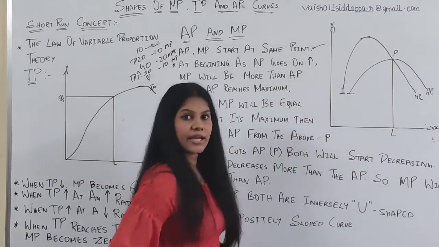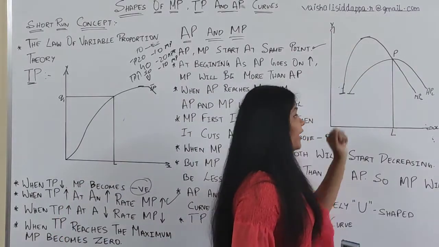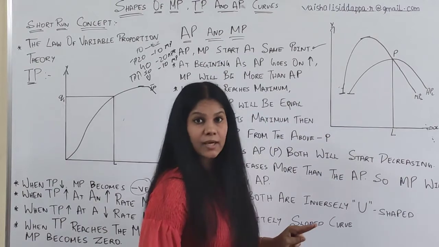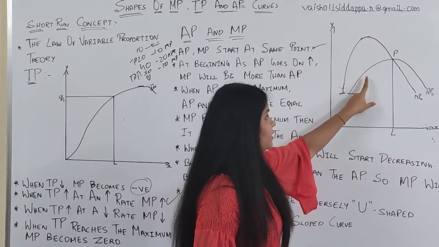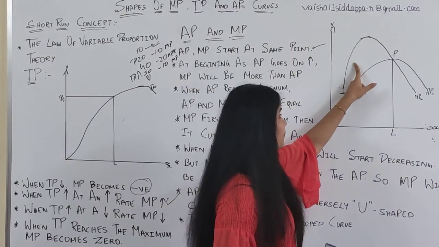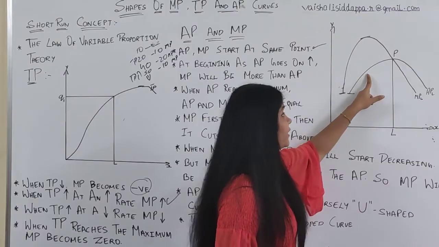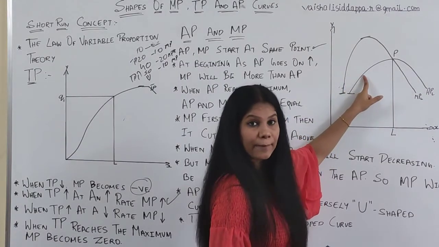Now MP will reach its maximum first. Both are going to increase, but MP will increase more than the AP. This is the APL curve, and this is the MPL. So the MP curve is going to increase more than the APL, so MP is above the APL curve.